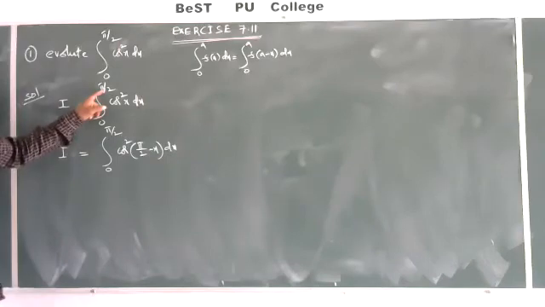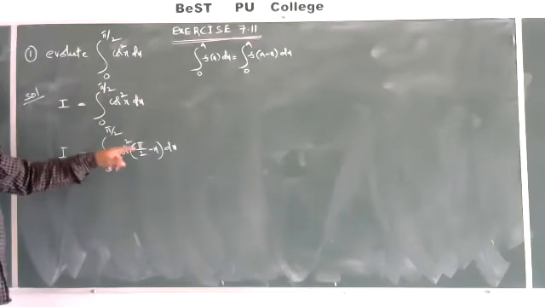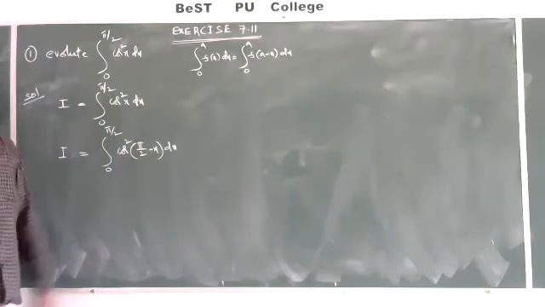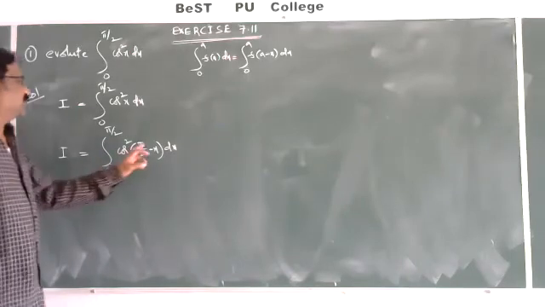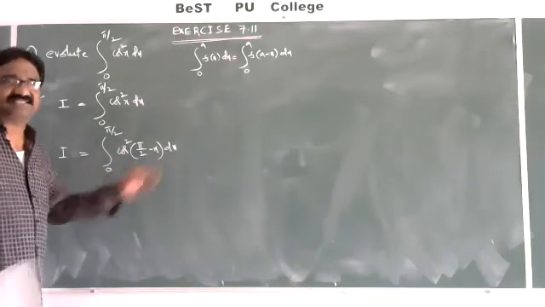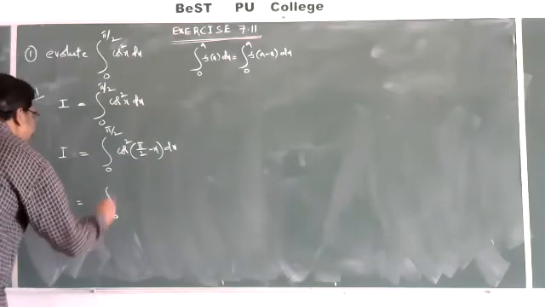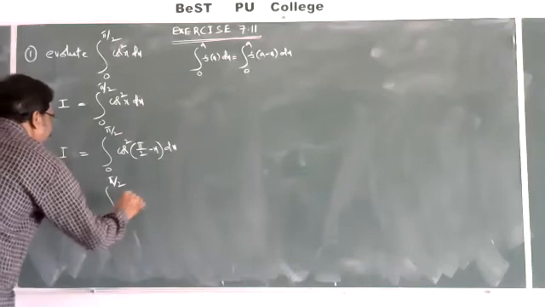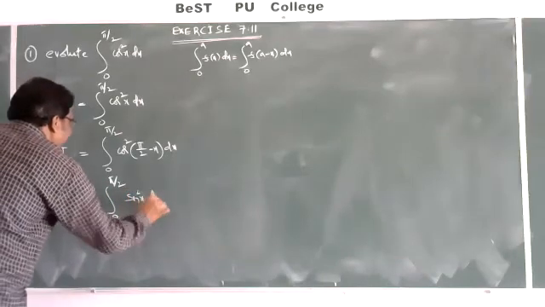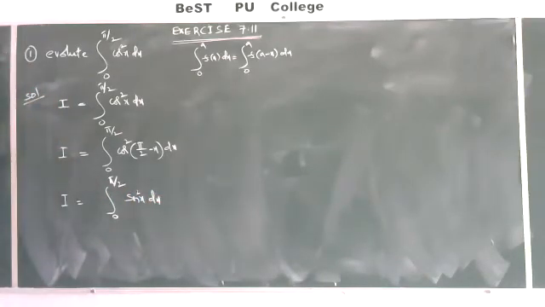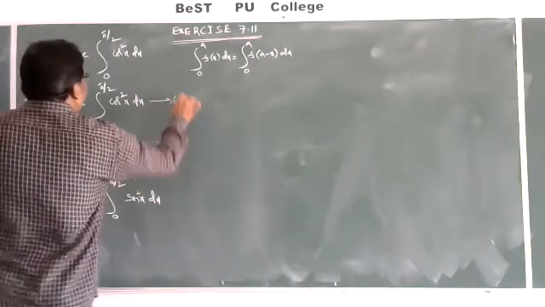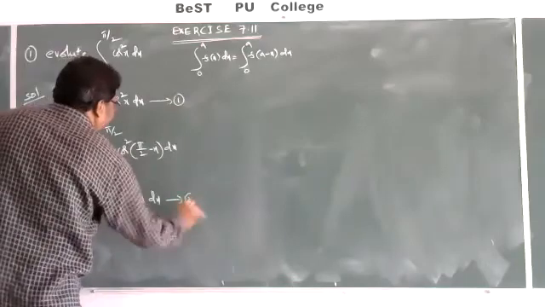What is a here? Pi by 2. That is the cos square of a minus x, pi by 2 minus x. Cos of pi by 2 minus x is sin x. Then you get I is equal to the integral from 0 to pi by 2 of sin square x dx. Consider this equation 1 and this equation 2.